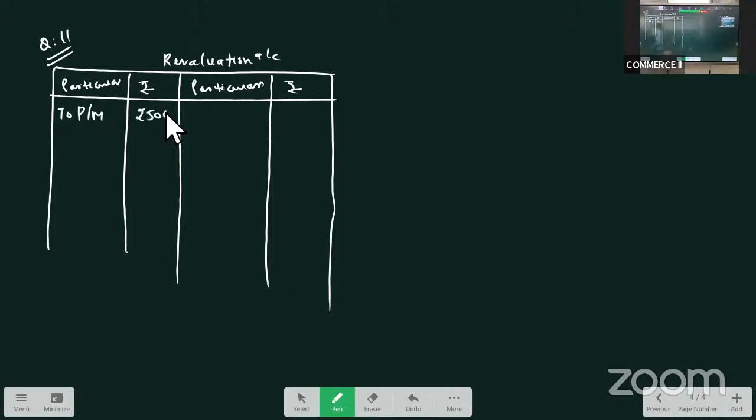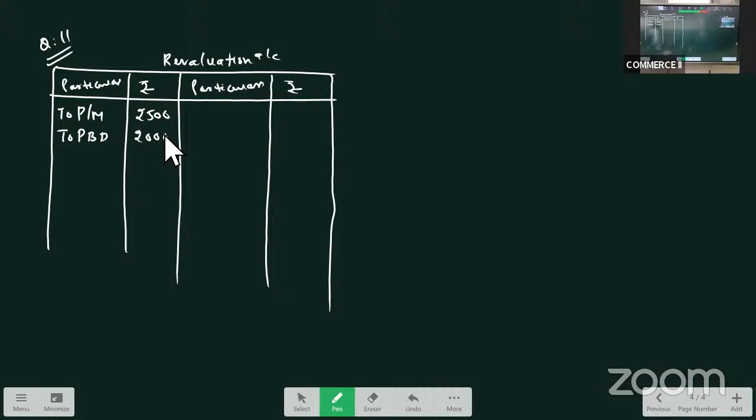Next, create a provision for bad debts at 5%. Debtors appearing in the books are 40,000, and we are asked to create a provision for bad debts at 5%. Again, that would be 2,000. 40,000 into 5 by 100.